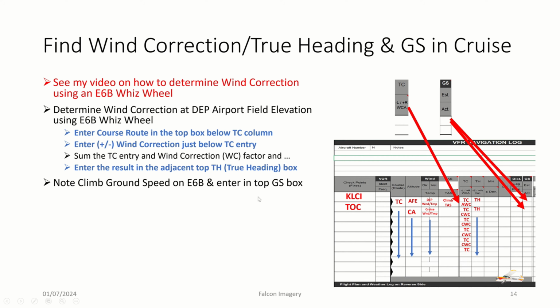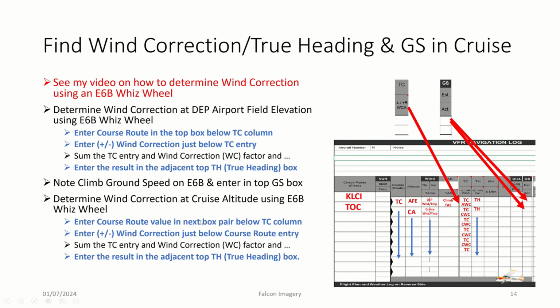Note the climb ground speed performance on the E6B and enter that in the top ground speed box on the far right. Determine the wind correction at cruise altitude using the E6B whiz wheel. Again, enter the course route value in the next box below, right here.